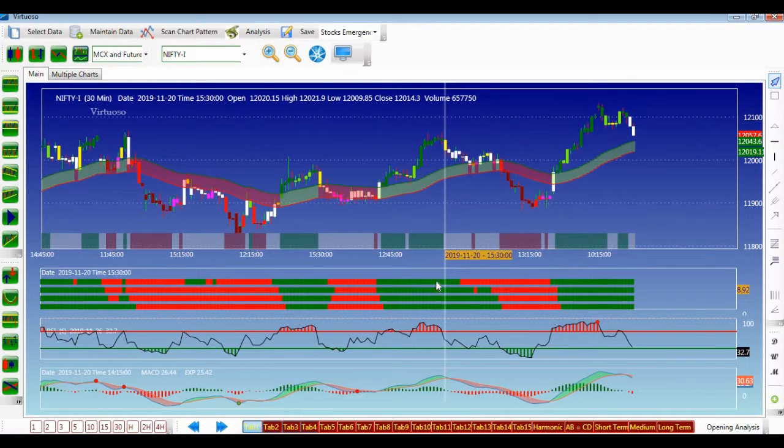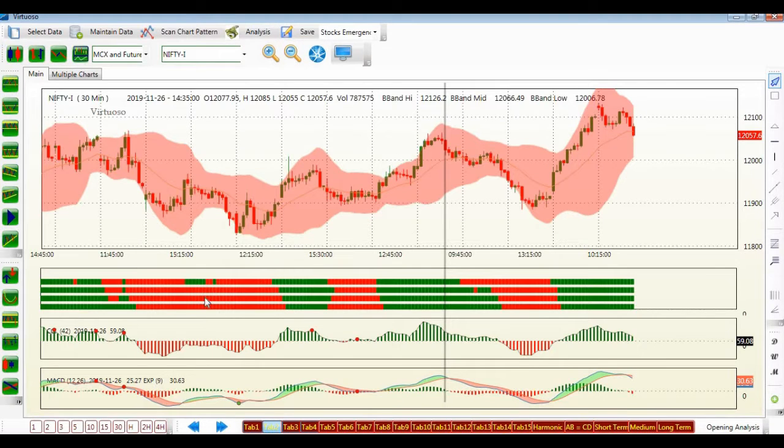What is the importance of this trend line and how these trend ribbons are making the trend confirm. Okay, we have a special indicator here. You can see this is called MA band, and which is only created in Virtuoso. You cannot find this MA band in any of the other software other than Virtuoso.